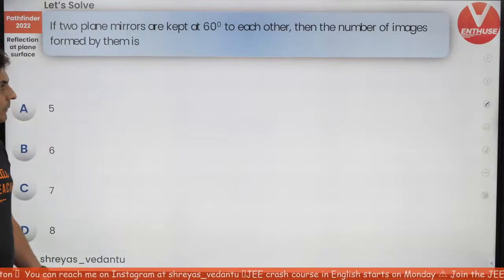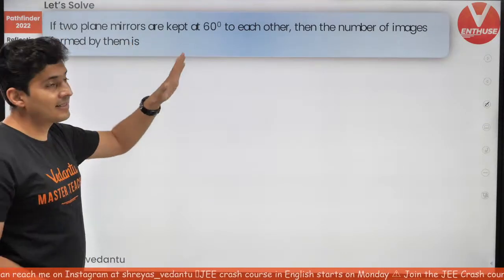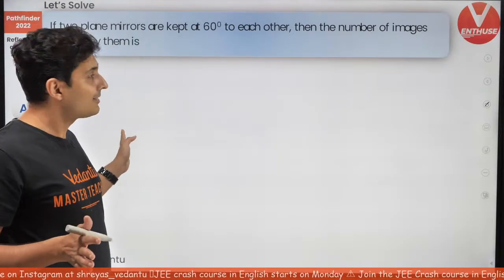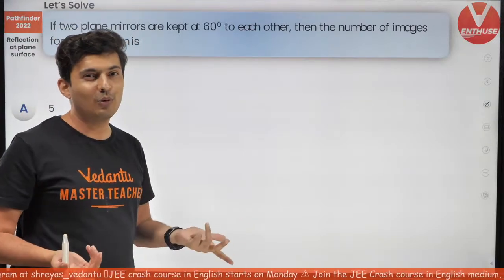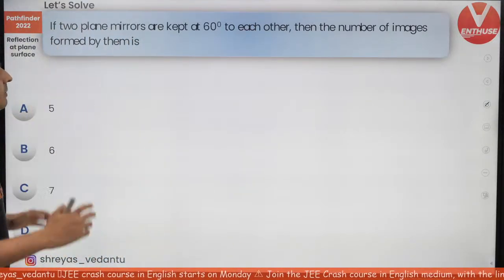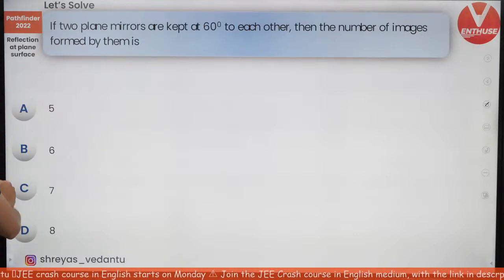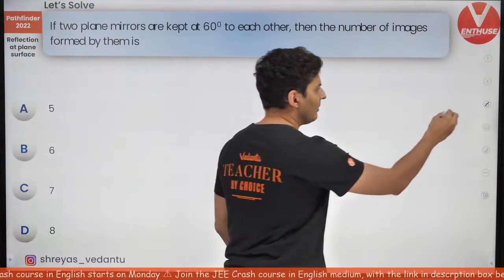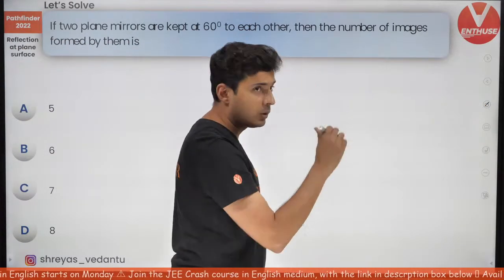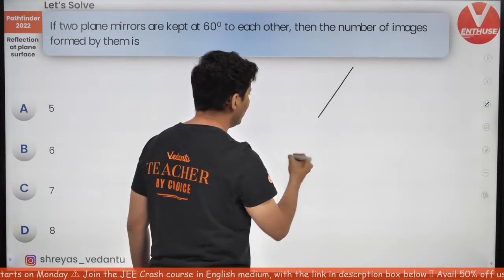If 2 mirrors are at 60 degrees, now don't memorize these answers because if the angle changes, what will you do? So remember the procedure. Then how many images are formed by it? Let's solve this by my method. It's very easy. Just follow me carefully because I will not be able to repeat this again and again.